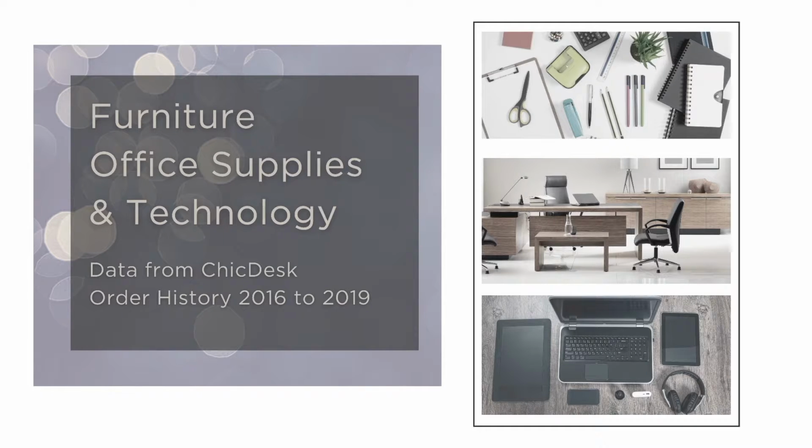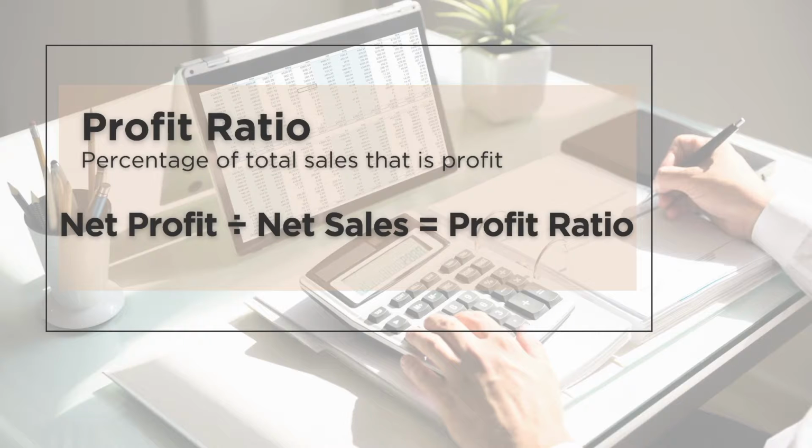order periods as requested. Profit ratios are a common business metric used to determine the percentage of sales that are profit. The net profit of each category is divided by the net sales of the category to get the profit ratio. Let's take a look at this data in Tableau, a data visualization software for a better understanding.